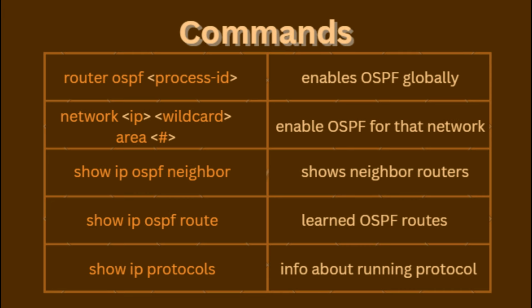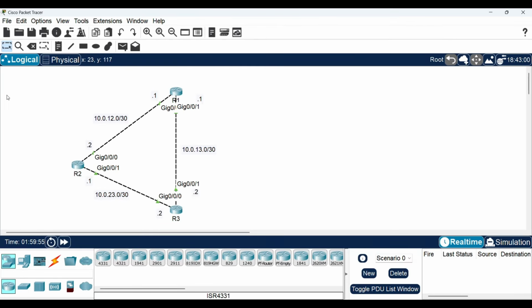Show IP OSPF neighbor. Displays OSPF neighbors and their adjacency states. Show IP OSPF route. Shows the routing table entries learned via OSPF. Show IP protocols. Displays OSPF process IDs, the router ID, and other key protocol details. Now we'll configure a simple single area OSPF network.